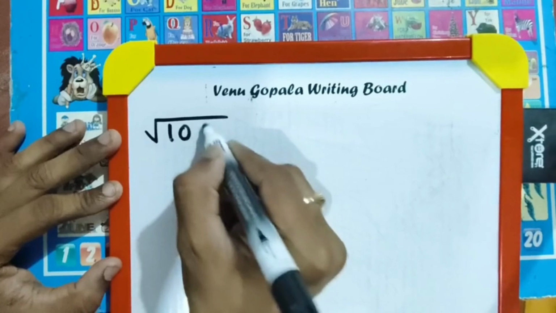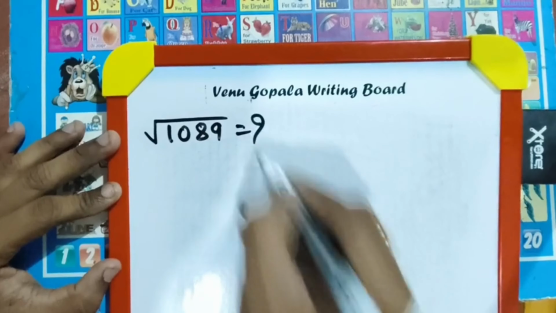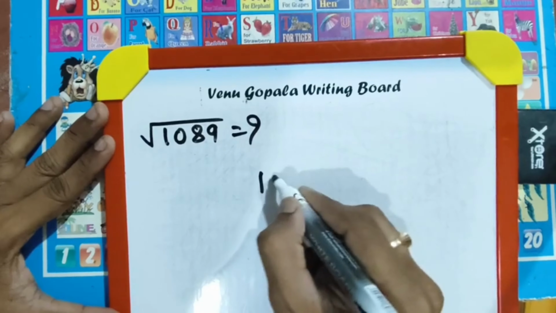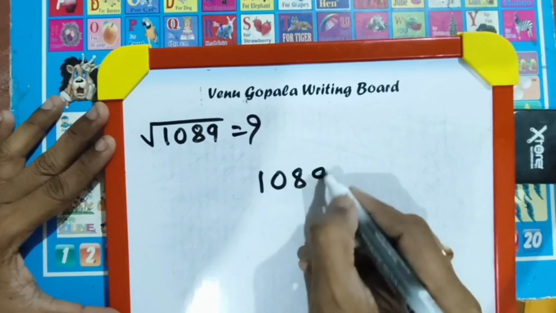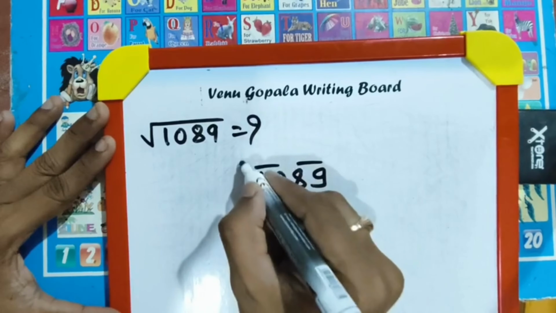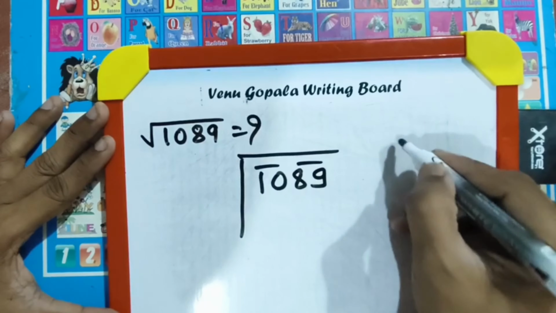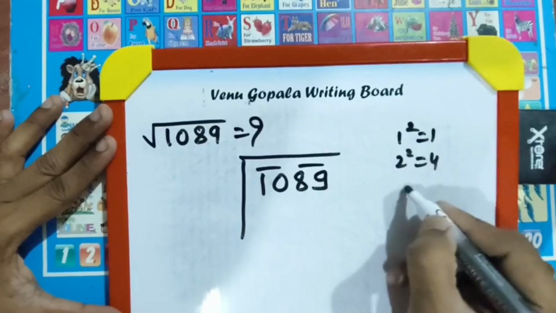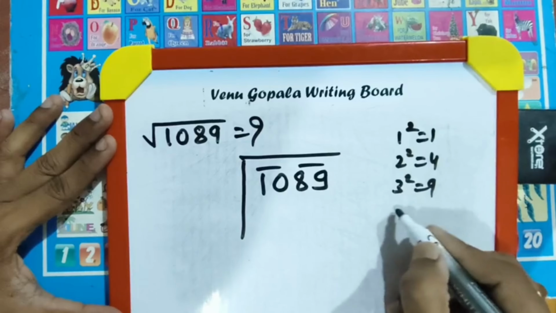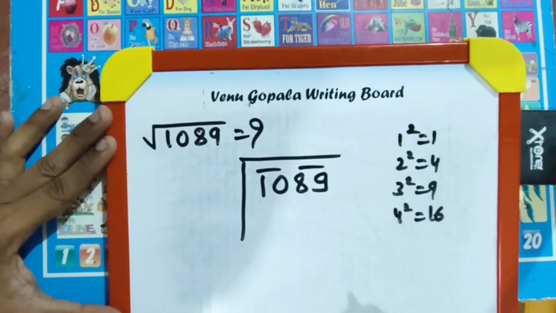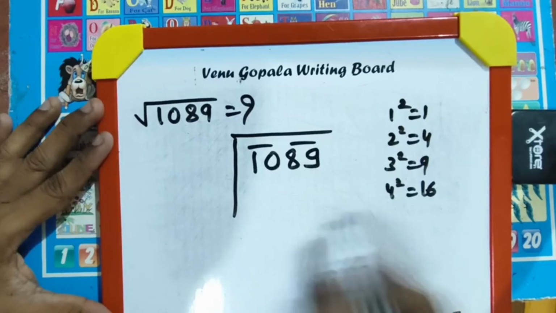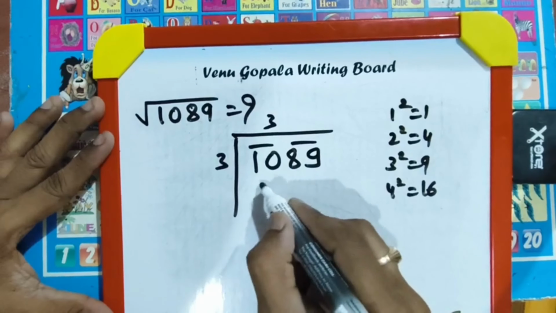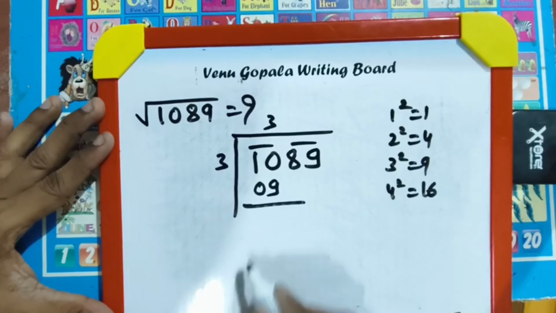Let us take one more question. Find the square root of 1089. What is the square root of 1089? Let us rewrite this number, 1089. I'll make the group of two numbers, 10 and 89. Let us write the square numbers. 1 square 1, 2 square 4, 3 square 9 and 4 square 16. 4 square 16 I can't take because 10 is smaller than 16. Therefore, I'll take 3 3s are 9.